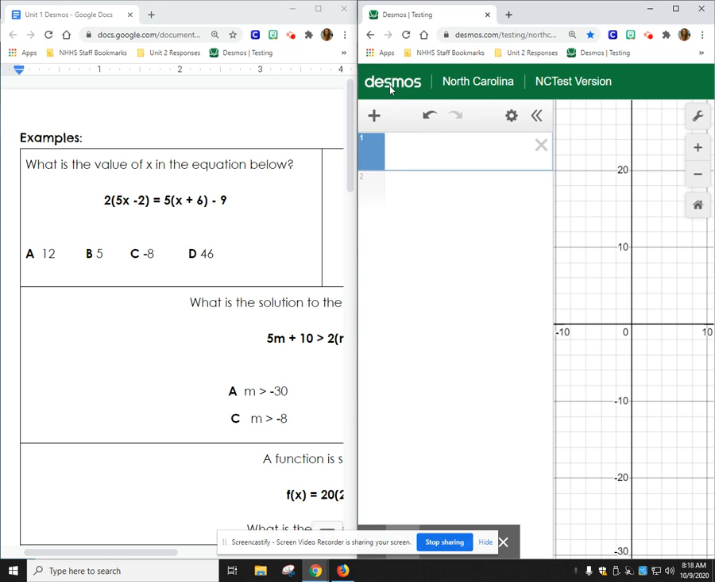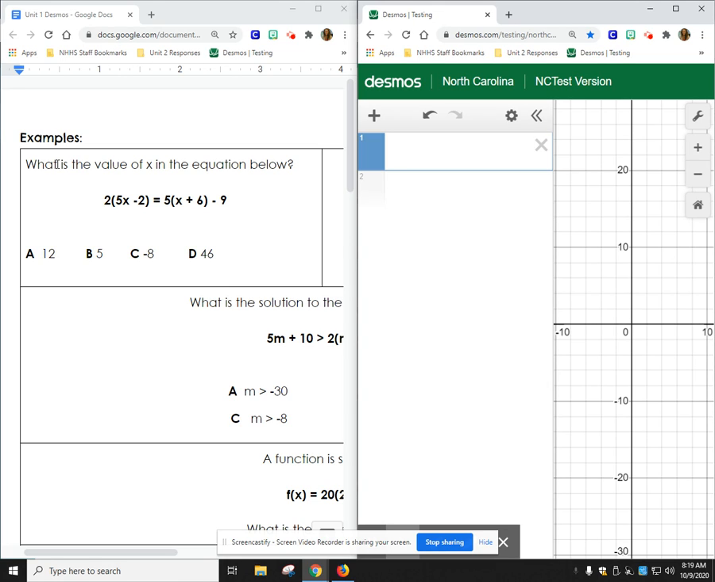So we've created the link to DESMOS, and you'll want to make sure that it's the NC test version. It's going to have a green bar at the top. There is a version of DESMOS out there that has a black bar at the top, and that one has a lot more features that you're not going to have access to. So I want to make sure that you are using the correct one.